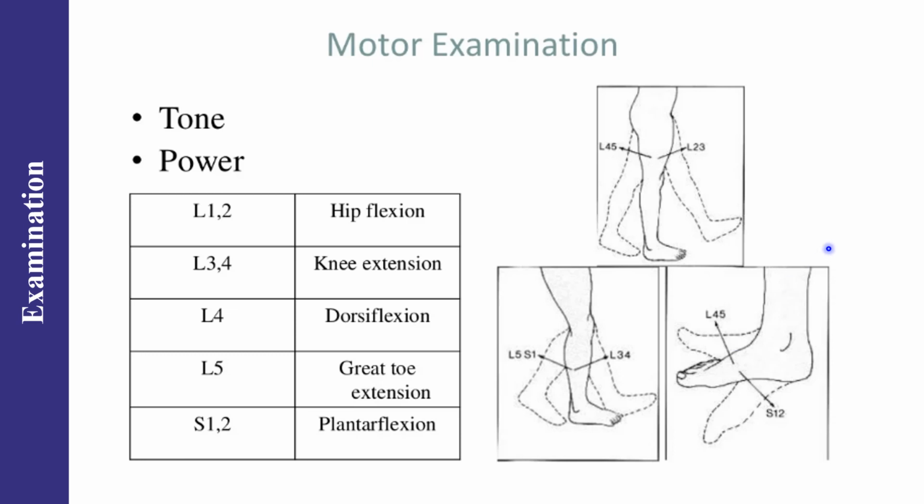And these are all the motor involvements. Here also you can remember from top to bottom. L1, L2 is hip flexion. Knee extension is L3, L4. Dorsiflexion of the ankle is L4. The great toe extension is L5. And plantar flexion is S1, S2.